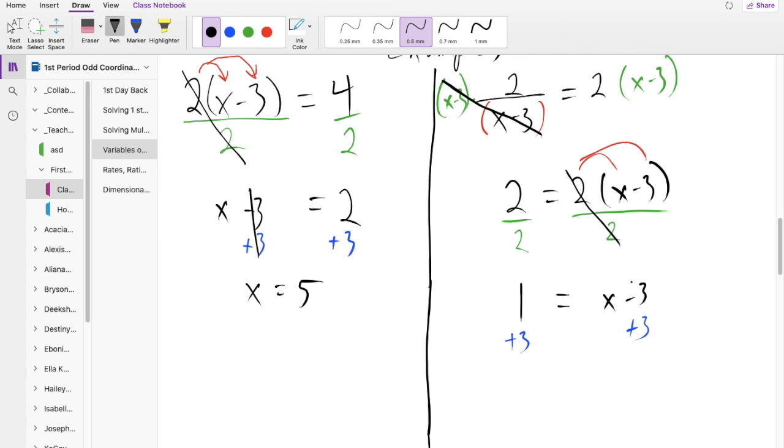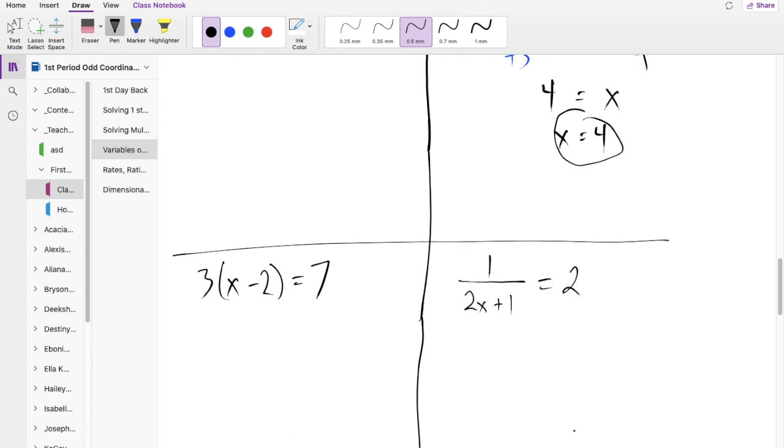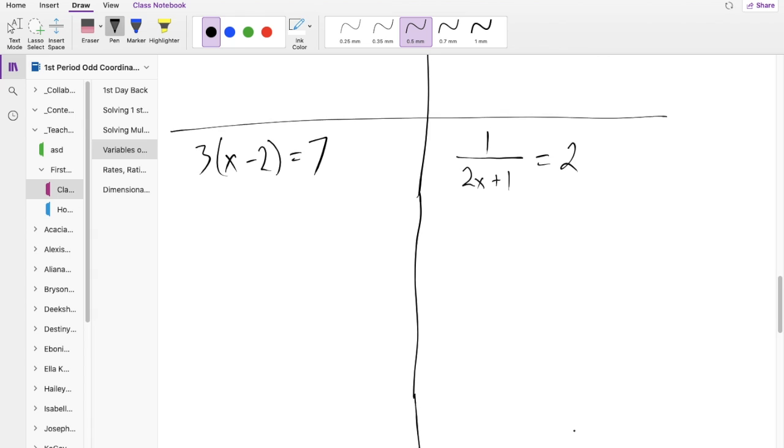So on the right side, that's going to cancel, and on the left side, 1 plus 3 gives me 4. So we get x equals 4 as our final answer. All right, let's work through some more examples on this, just so you can get more comfortable with it.